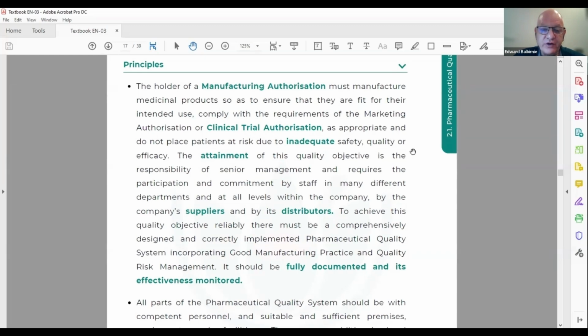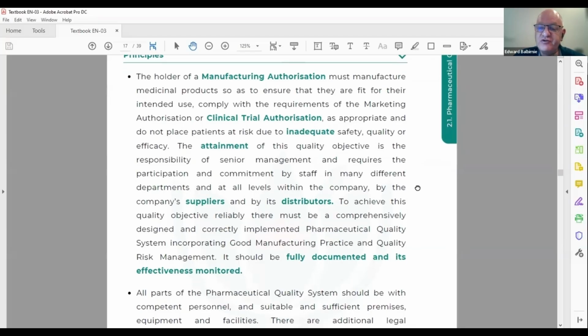And then the next word in green is attainment. You see there's three T's, two at the start, one at the end. Attainment. So the attainment or the achievement of this quality objective is the responsibility of senior management. So it's really saying that in order to attain or achieve the correct level, that's senior management's responsibility.